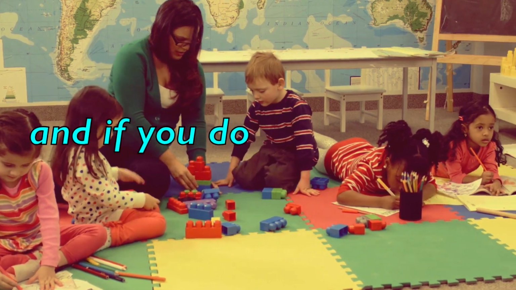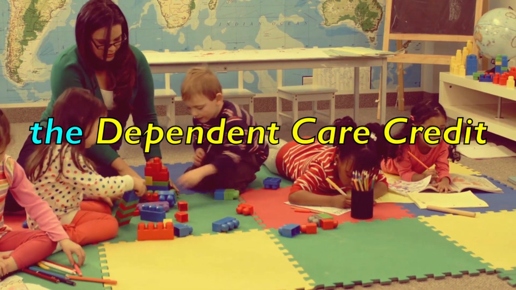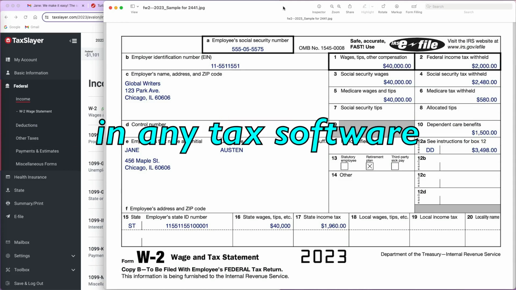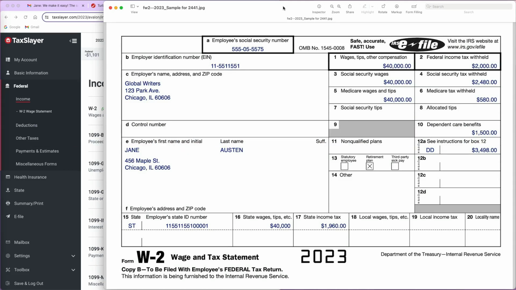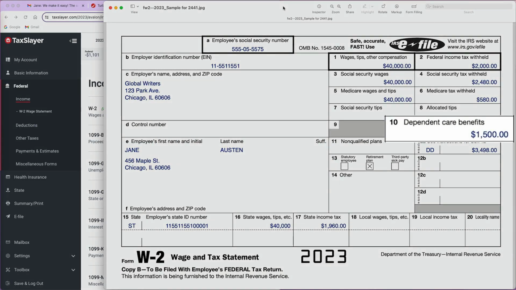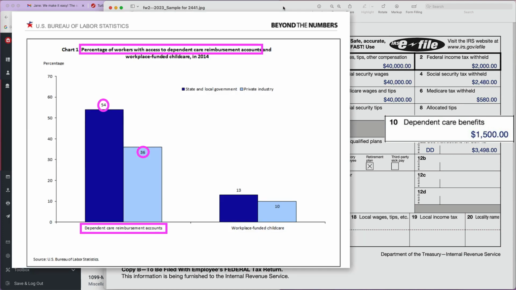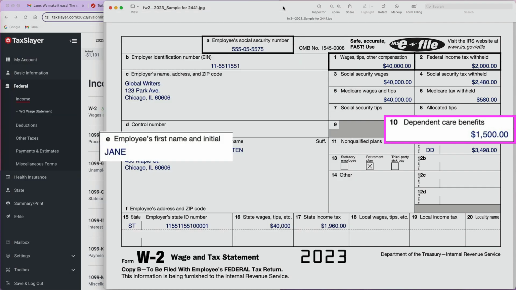Do you qualify? And if you do, how to claim the dependent care credit in any tax software? Here is an example of a W-2 with some dependent care benefits provided by an employer. Very few people receive them, but if you do, it would be listed in box 10 of the W-2. I can see in this example that Jane receives $1,500 in dependent care benefits.